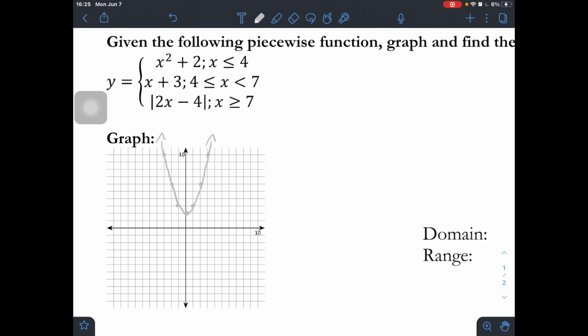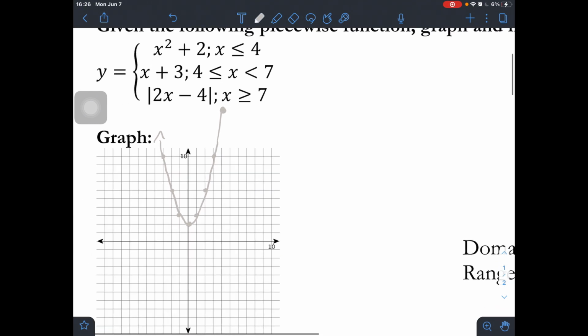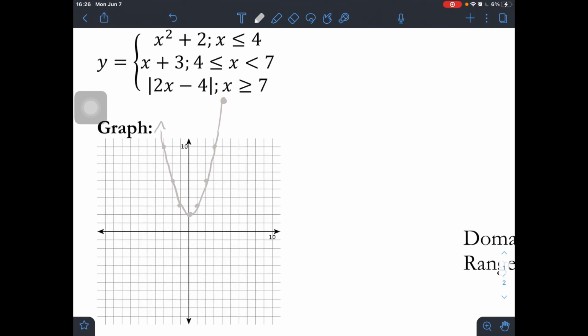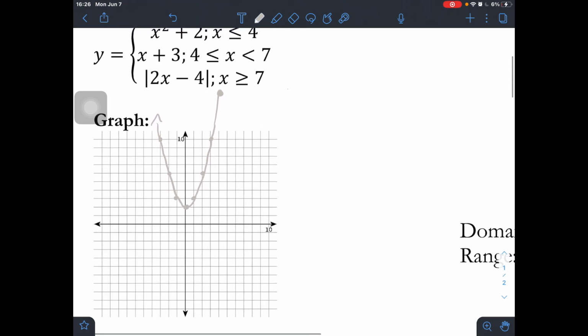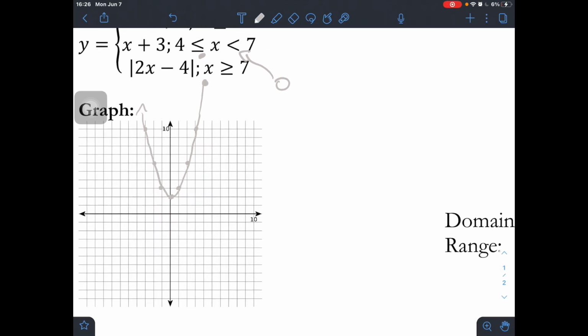And since the y value for 4 would be out of this graph, I'm just going to keep it like this. Then 4 is, or actually, you know what, I'll just do something like that. And then x plus 3, and then 4 is less than or equal to x, which is less than 7. So basically, this means it has to be an open circle, and this would be a closed circle. So x plus 3, let's just create that graph right now.